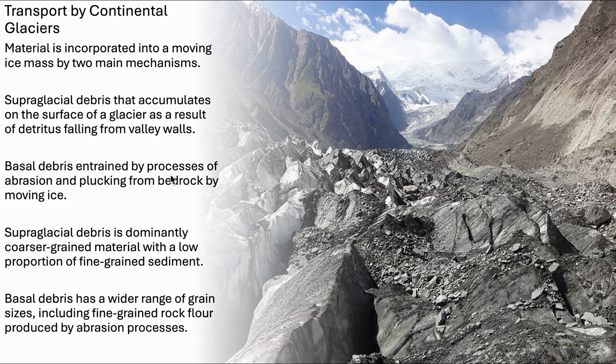Meanwhile, at the base of the glacier, basal debris gets entrained by the processes of abrasion and plucking from the bedrock below. This material gets pulled up into the ice, it's entrained, and it's dragged along the bottom, grinding against the bedrock. Supraglacial debris is dominantly coarse-grained material with a low proportion of fine-grained sediment, whereas the basal debris has a wider range of grain sizes that include fine-grained rock flour produced by the abrasion processes.